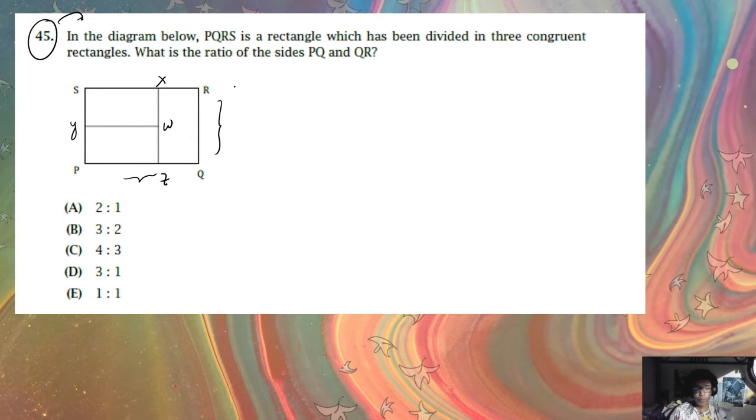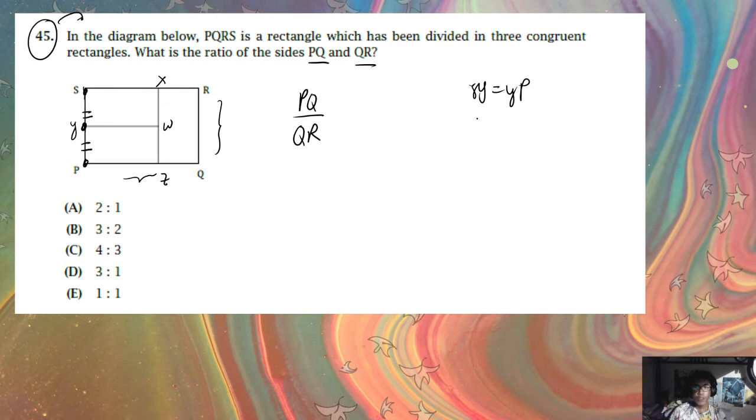Now, according to this problem, we need to find the ratio of PQ and QR. There weren't any numerical values given, so we'll have to solve it algebraically. We know that they're congruent to each other, so YP is congruent to SP. Therefore, for this problem, SY is congruent to YP, since both of them are congruent rectangles.